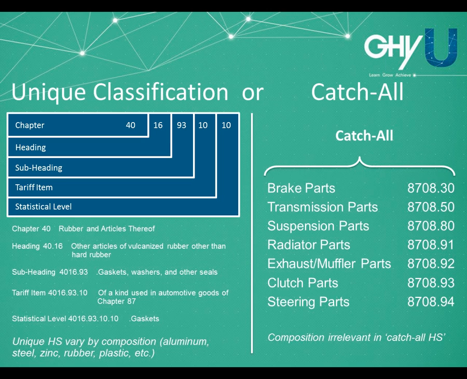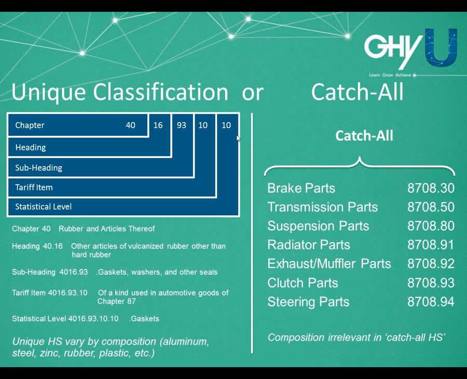So here's just a bit of an illustration on this slide as to whether a unique classification should be utilized or the catch-all. We're going to deal with a rubber gasket, and that rubber gasket would first of all be in chapter 40 as rubber and articles thereof. The heading for it would be under other articles of vulcanized rubber other than hard rubber. Subheading 4016.93, gaskets, washers, and other seals. And tariff item, these gaskets, washers, and other seals used in automotive goods of chapter 87. And the final 10-digit number, complete number, gives you gaskets.